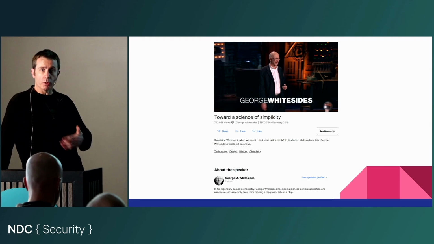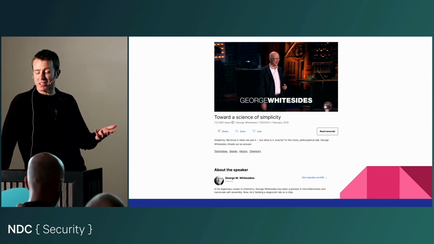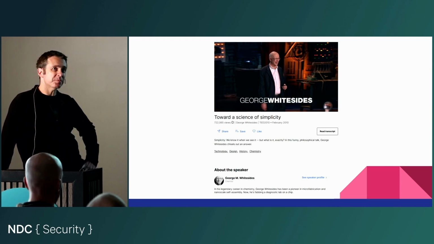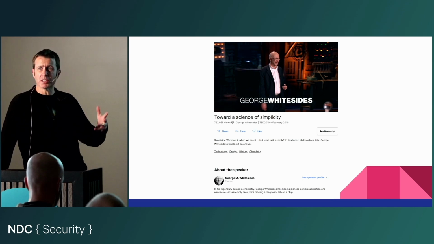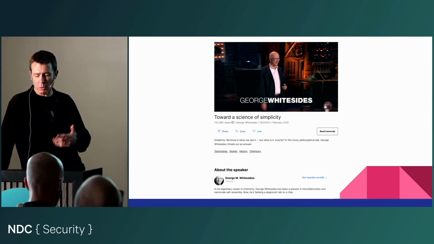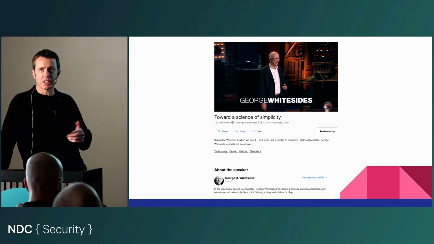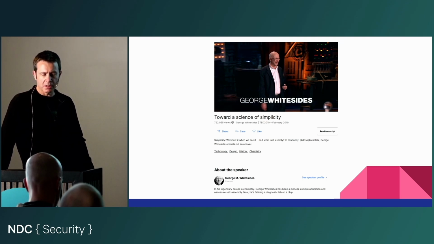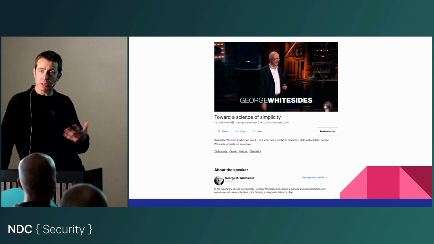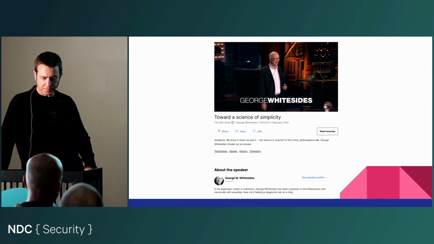And in this talk, he talks about what makes something simple. He talks about how the scientific community has studied complexity quite a lot, but has spent a lot less time really understanding what it is that makes something simple. So he offers up a way to think about simplicity based off his experience.